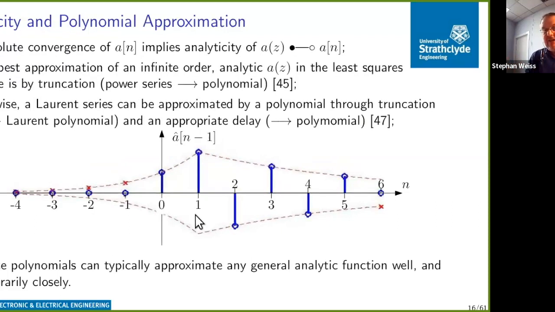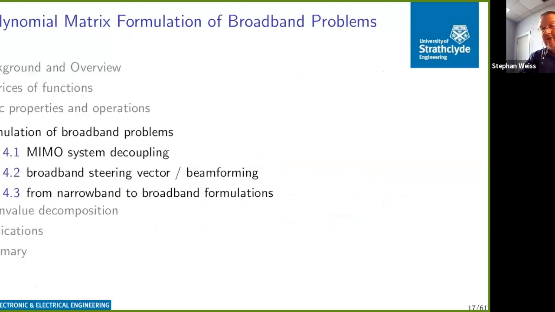Right, so this is depicted here. You have the Laurent series from the previous slide. We've shifted this a little bit to the right, and you also see that we've now zeroed the anti-causal components, and we've truncated here in positive time. So we performed an approximation of this Laurent series by a polynomial. This concludes what I wanted to say about operations and properties of matrices of functions.